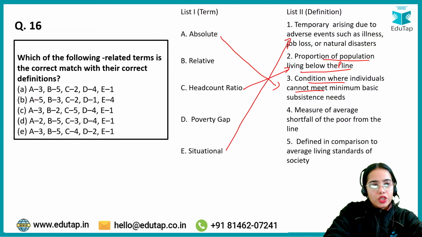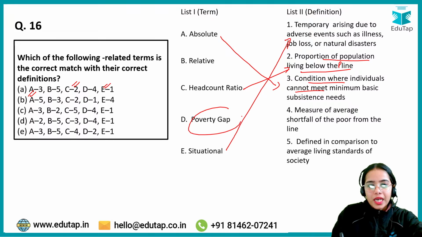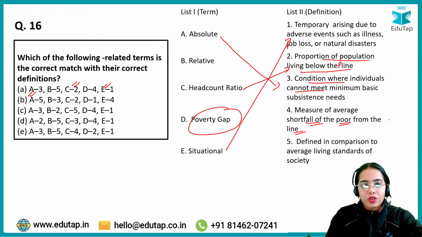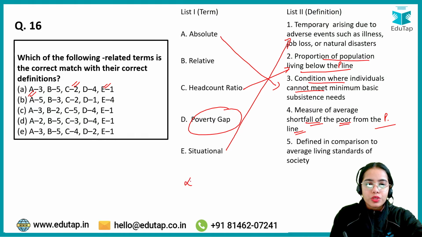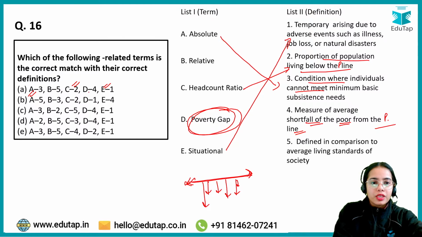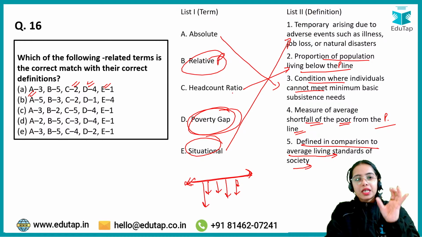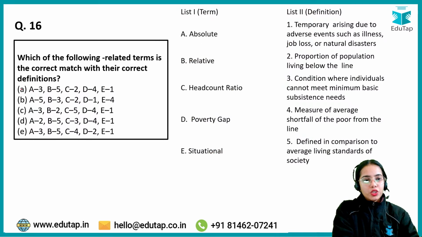So A matches with 3, C matches with 2, and E matches with 1. Poverty gap, it measures the average shortfall of the poor from the poverty line. So the poverty gap shows the shortfall of the poor from the poverty line, that how much farther away the people are from the poverty line. So that is shown by the poverty gap. So D matches with 4, and situational we have done. So relative poverty, it is defined in comparison to average living standards of society. So relative poverty is when we are comparing a part of the population with the rest of the population. So A is the right answer here.